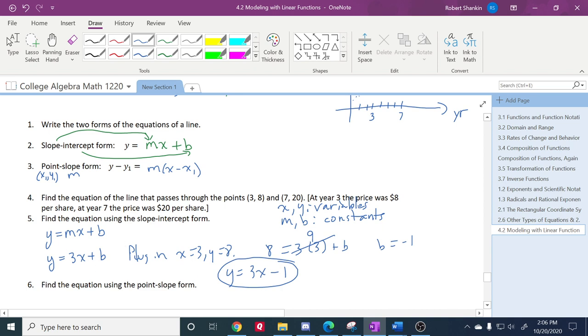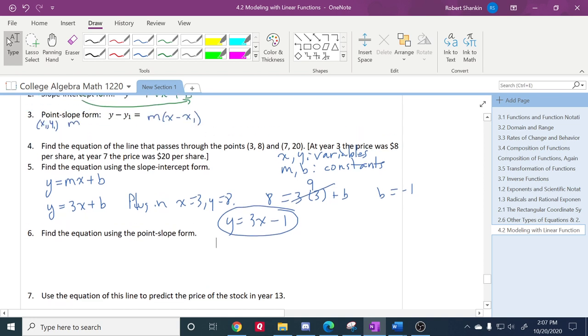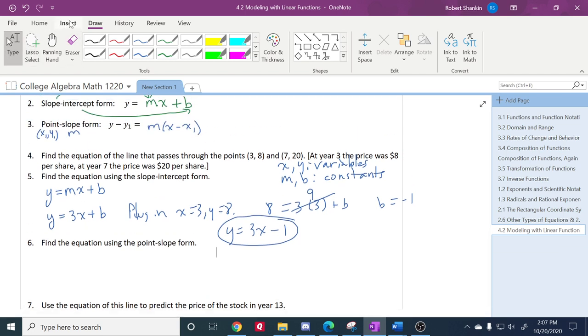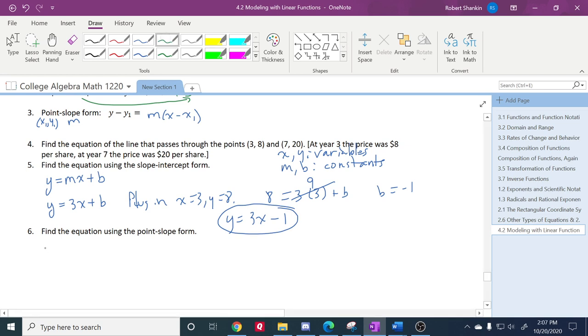Now we're asked, find the equation using the point slope form. No, that was slope intercept form. Now we're going to find the equation using the point slope form. So I'm going to start this one with y minus y1 equals m(x minus x1). And I'm going to come out with the same answer, but I'm going to do it in this way.